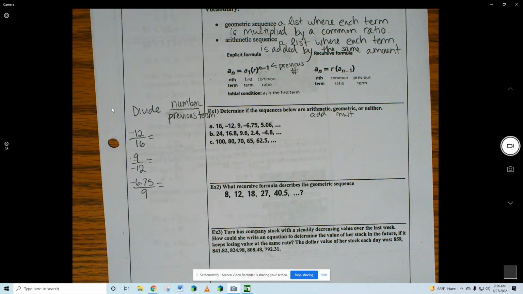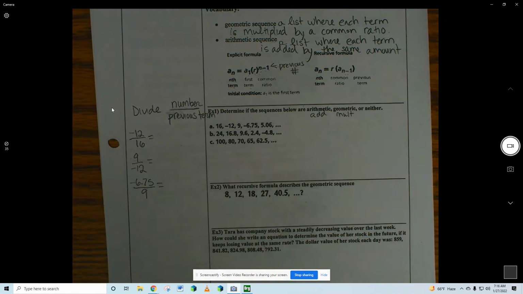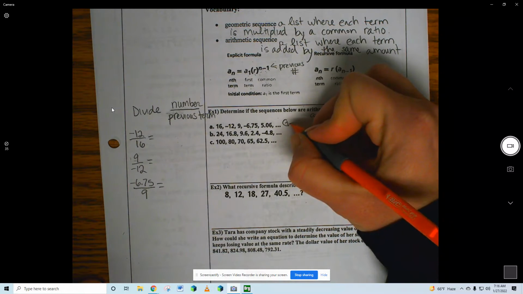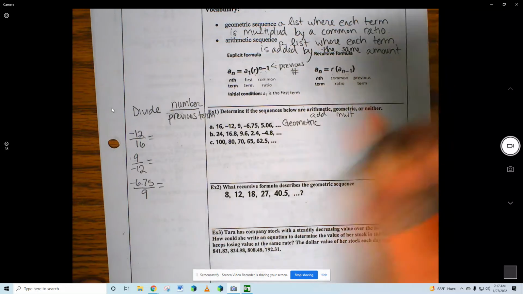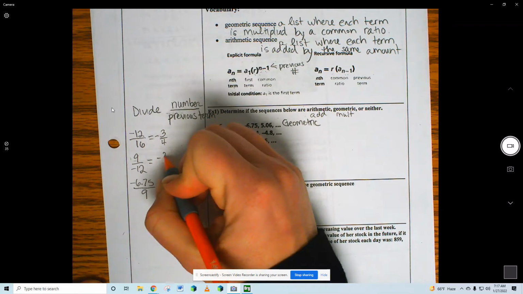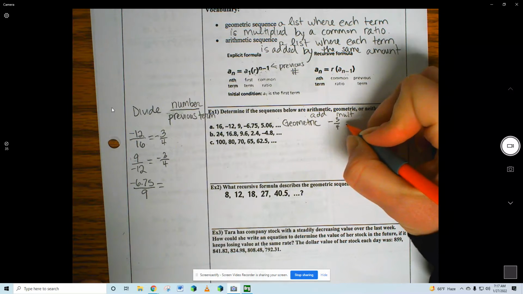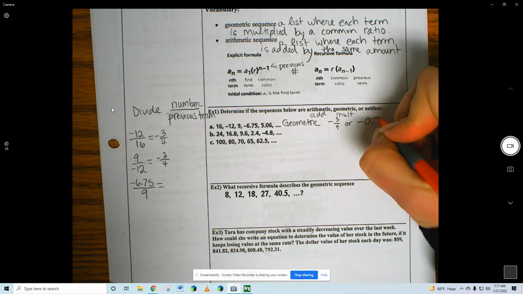Is that going to be negative 3/4? Well, let other people answer. Is it? No one's talking, so I don't really know if you're even here. Hello. The 6.75 divided by 9 is a little harder, but the first two are negative 3/4. So it is going to be geometric because we're doing a multiplication. Negative 3/4, I could say negative 3/4 or negative 0.75.